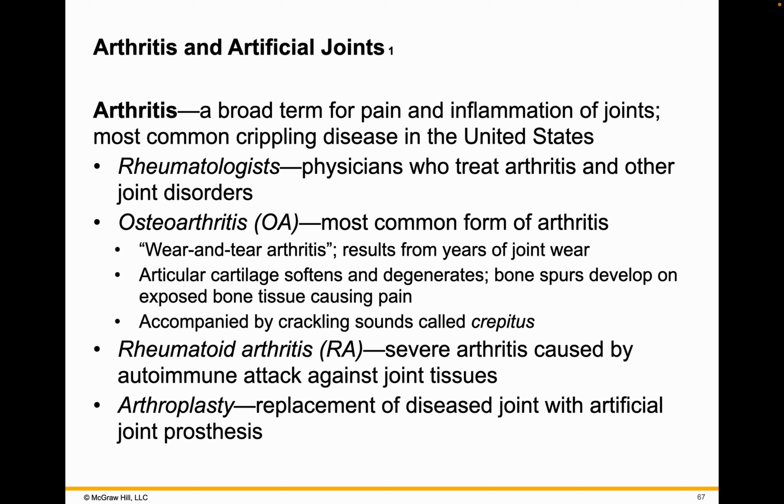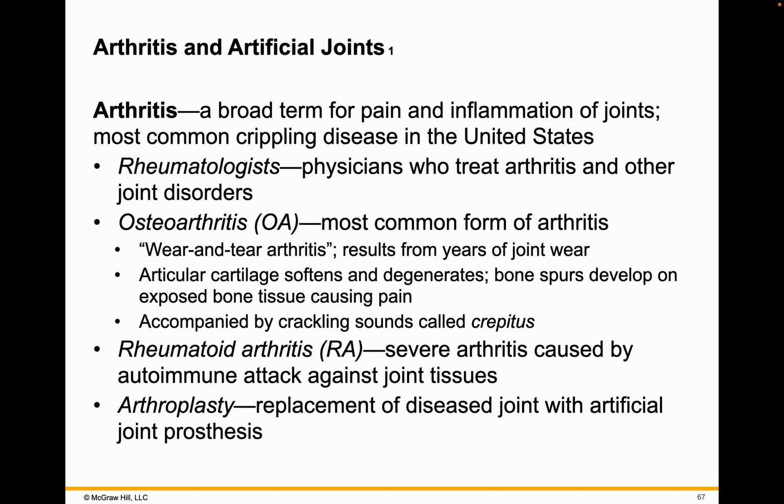Arthritis. Arthritis is a broad term for pain and inflammation of the joints. It is the most common crippling disease in the United States. If you are a physician who handles arthritis, you are a rheumatologist. Osteoarthritis is the most common form of arthritis, often thought of as a wear and tear arthritis that results from years of joint use. The articular cartilage will soften and degenerate. Bone spurs can develop on exposed bone, causing pain, usually accompanied by crackling sounds that are known as crepitus.